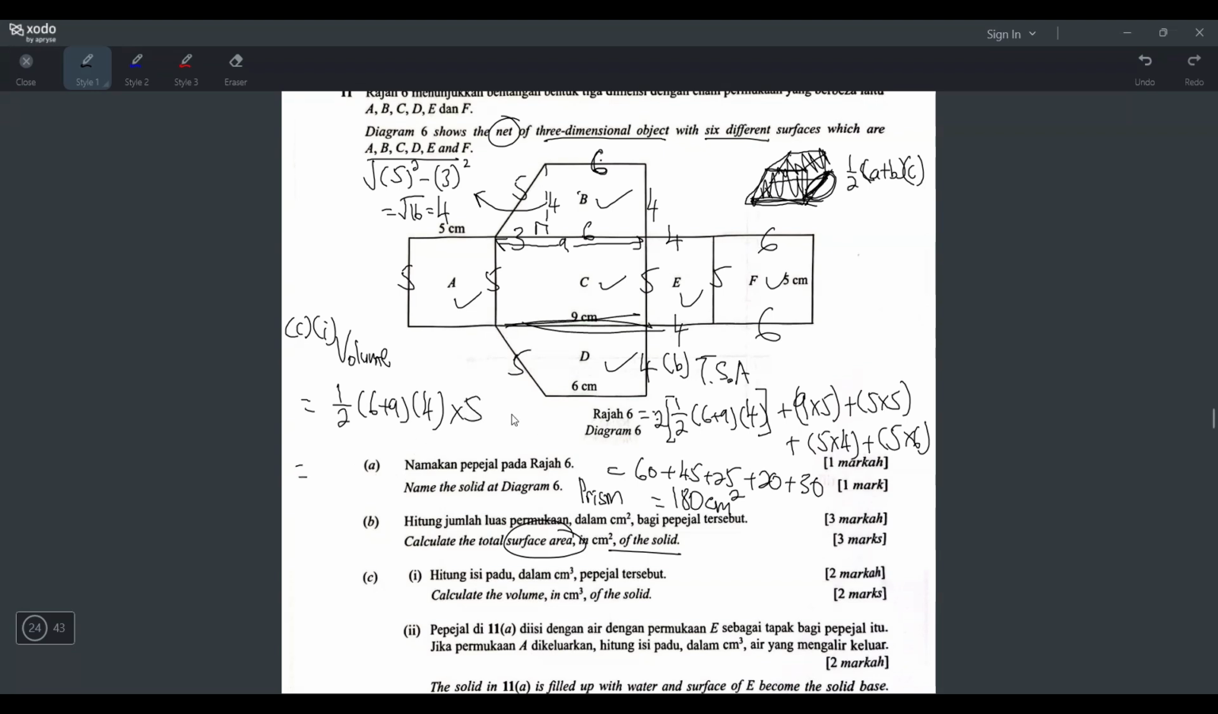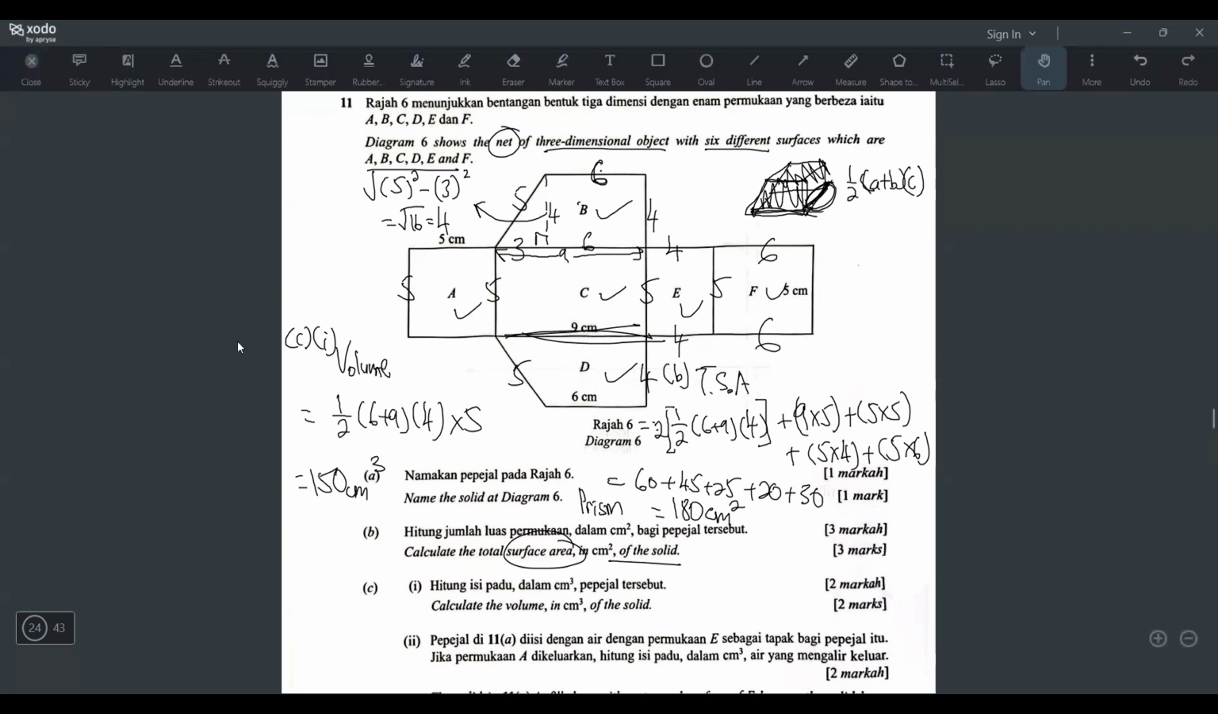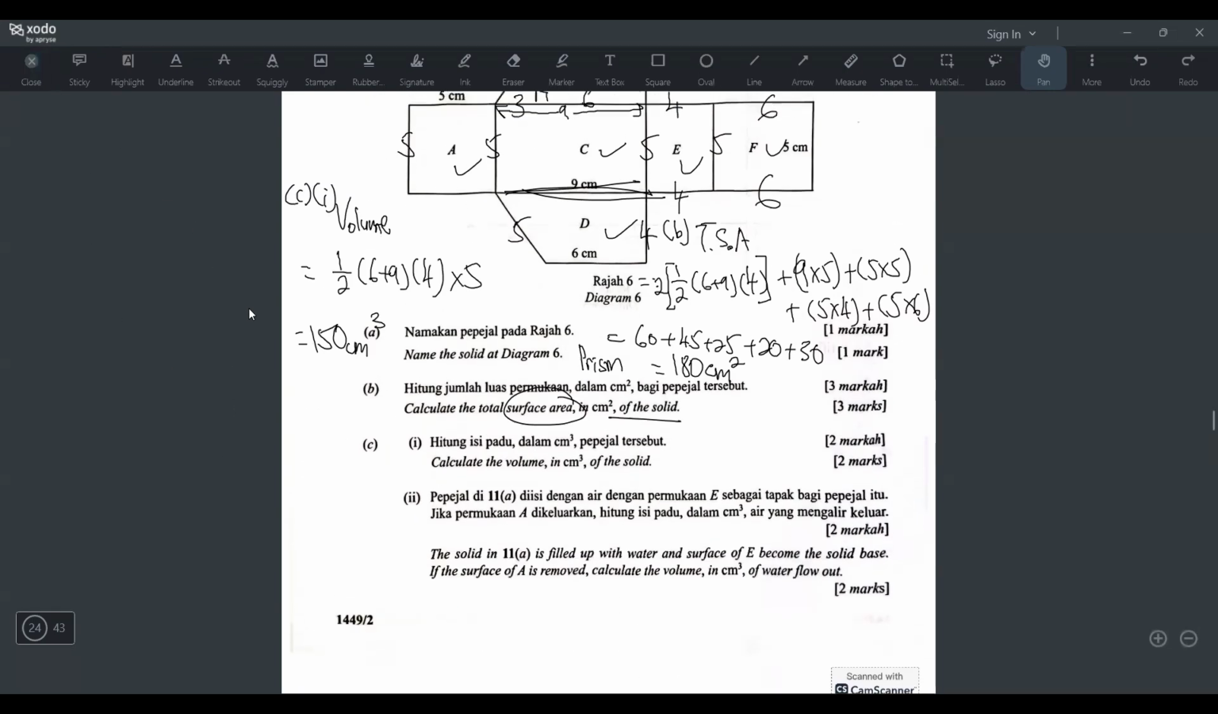And after you press all this, you'll get the answer straight away. Okay, let me press 6 plus 9, 15 times 4 divide 2 times 5. Okay, done. I got 150. So write down the answer. Make sure you write cm cube this time because it's a volume. Isi padu, right? So isi padu dalam cm cube lah. Okay, I'm done with ABC1.